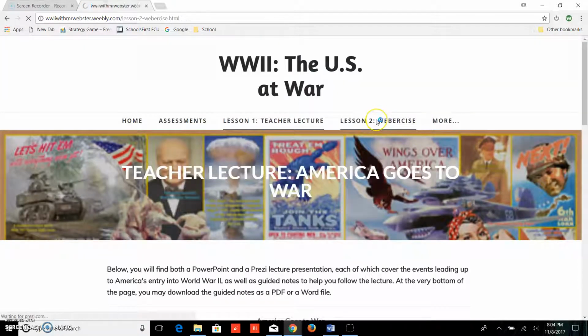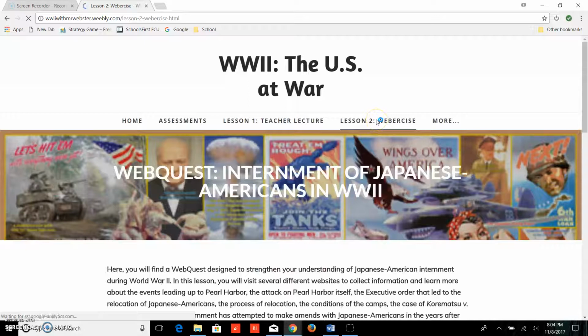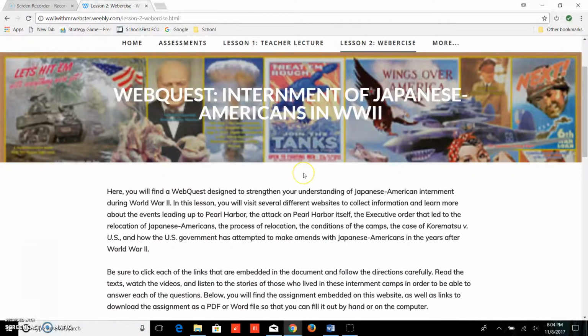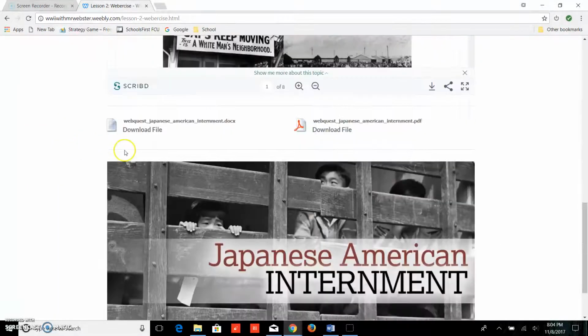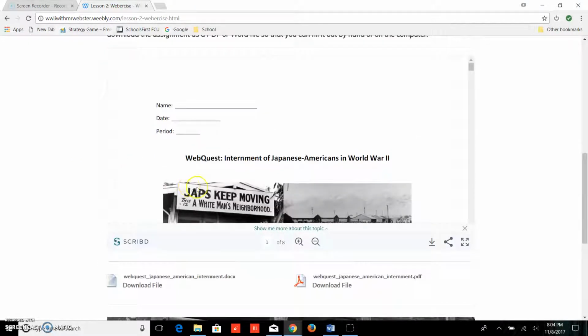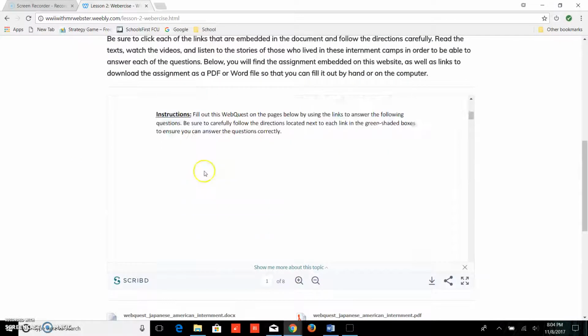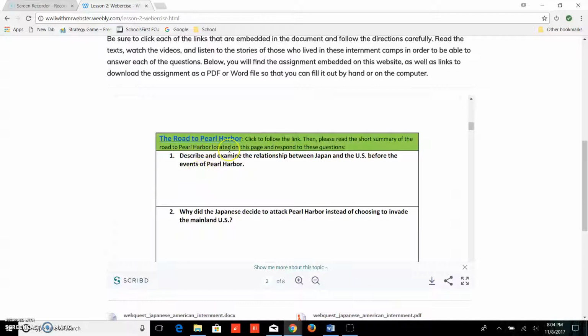Lesson 2 can be found here, and that is what I created for students to be learning about Japanese American internment. So it's a web quest which students will complete. They can download it as a PDF or a Word file down here. They simply follow the links and the directions that are located in these green shaded boxes.